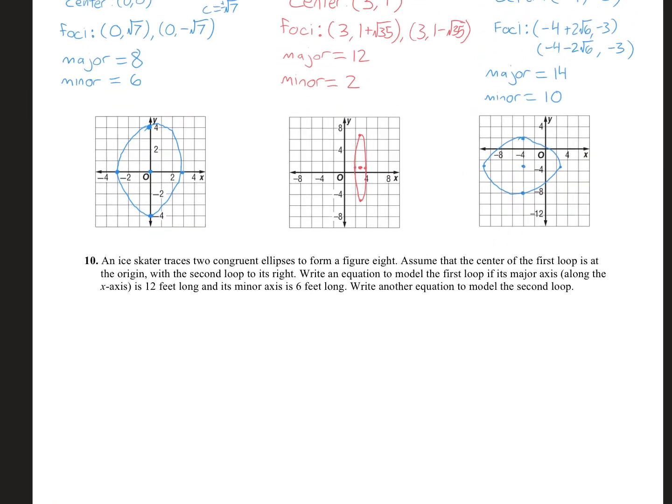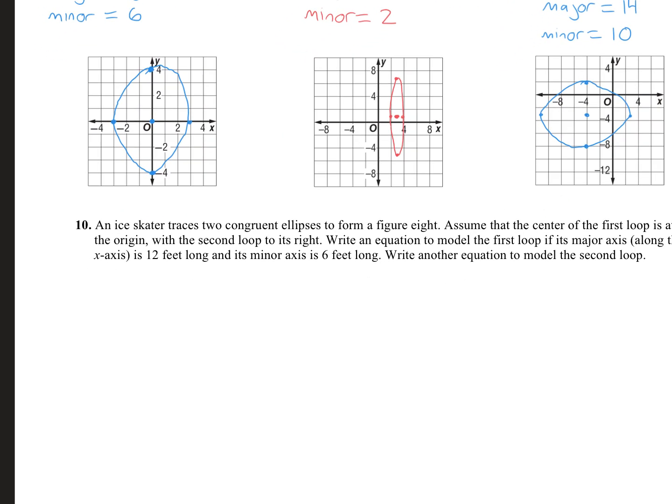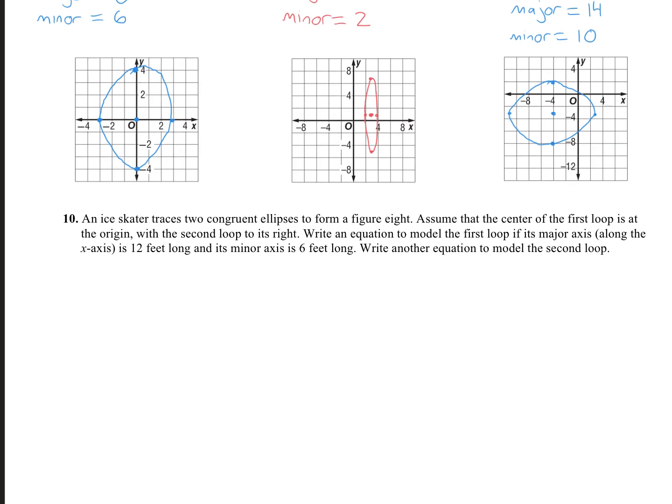All right, and then finally we have a word problem. We have an ice skater, 2 congruent ellipses to form a figure 8. The center of the first loop is at the origin. All right, center of the second loop is to its right. All right, so I'm going to make an x and y axis, but with extra room on the right. Write an equation to model the first loop.